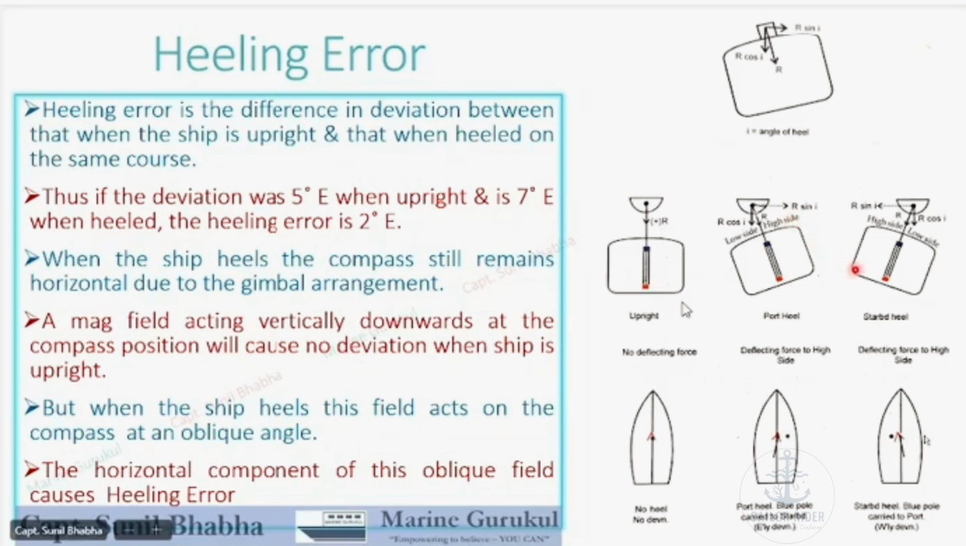You can see in the next diagram, the vessel has a starboard heel here. The card remains horizontal, and in this case, the horizontal component of this field, that is R sine I, is acting on the compass card now and is generating the heeling error. Moving ahead now.